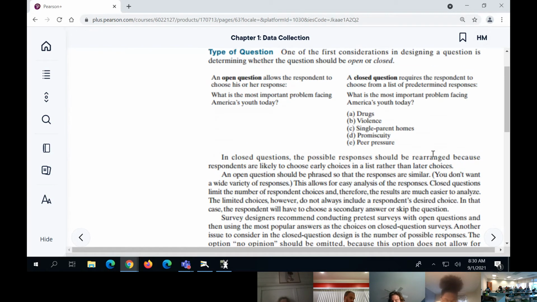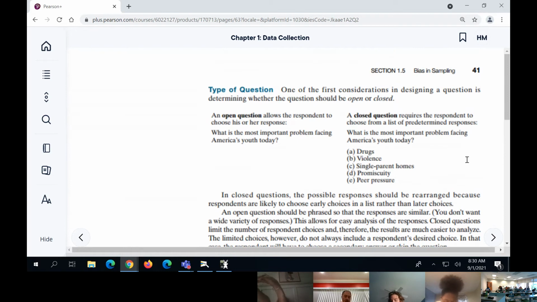Type of question. What types of questions do you want on surveys? Open or closed? Closed. Why do you want closed? They're easier to what? They're easier to tally. Okay? Somebody give me the average of your opinion. It's hard to do, isn't it? Can't do the average of an opinion.